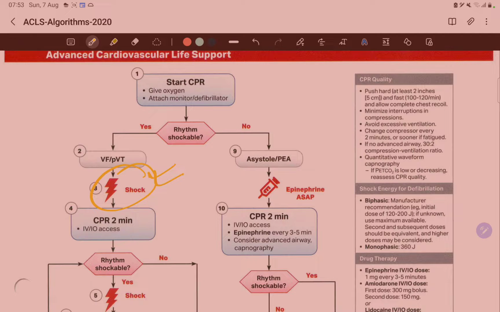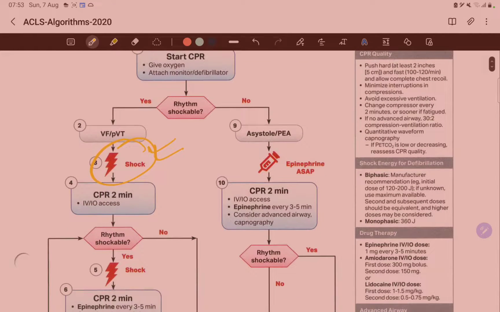So what is the concept of shock? The shock energy for defibrillation is that we try to give the maximum, that is 360 joules, whatever the maximum you can give. The basic idea of giving a shock is to stop the heart from whatever it's doing, right? It can be monophasic or biphasic. Biphasic is what we basically see.